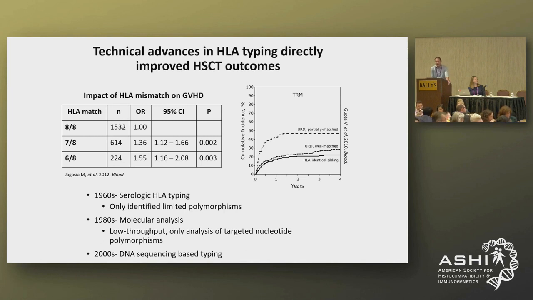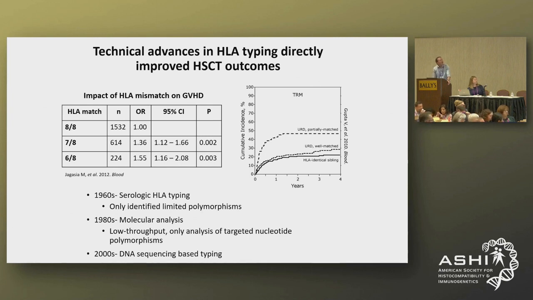Thinking again about why we have to care, why it's so important to be so accurate, I love showing data from two studies here, one of which, in bone marrow transplant, really tells us. In the 1960s, we started out with serologic HLA typing. We could only identify a limited number of polymorphisms. In the 1980s, we began to move toward molecular analysis, but it was low throughput. We could only target certain areas of certain genes. Using that type of technology, we were able to promote and begin doing matched unrelated donor transplants.